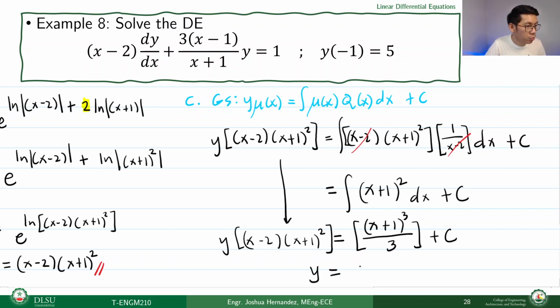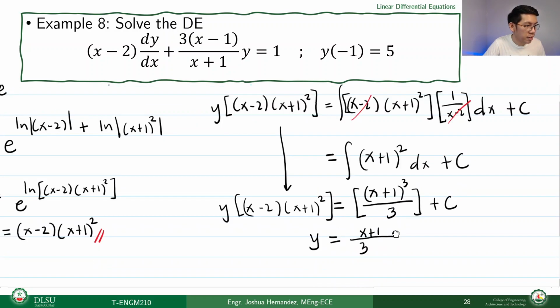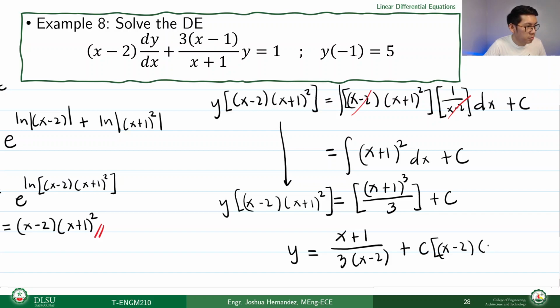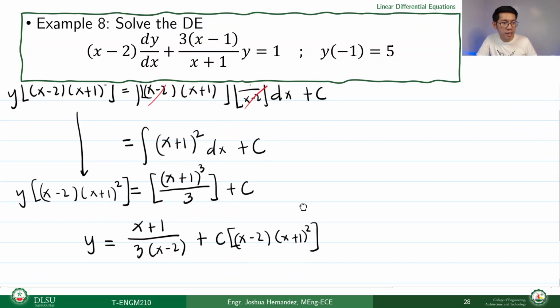This will be y equivalent to x plus 1. Matitira pa tayo ng isa rito. All over 3. Sige, akit na lang natin para naman may space. So we have y equals x plus 1 all over 3 and then yung ating x minus 2 plus c, quantity x minus 2 multiplied by x plus 1 squared. Yan. So that's an equation that is expressive of y.